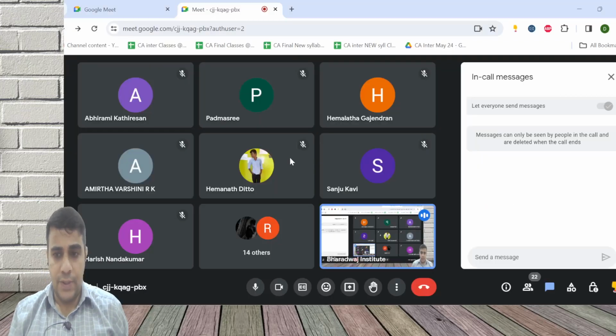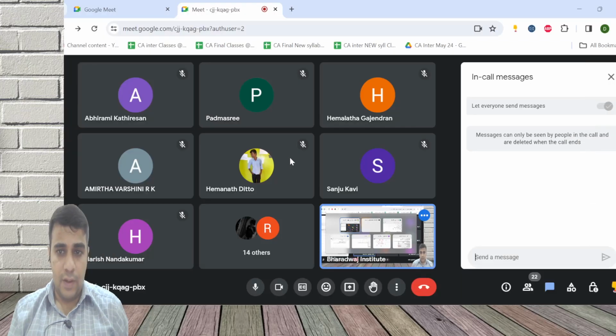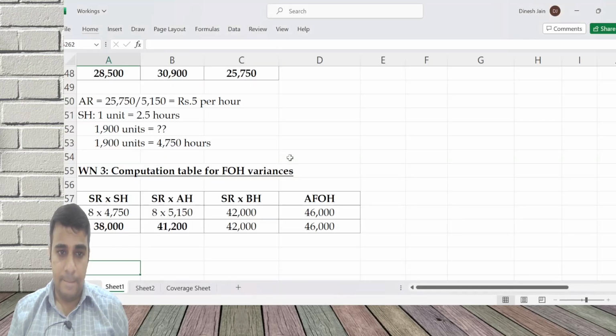Any doubts on the computation table? Focus is getting that. I've done the table for even FOH variances. Any doubts on this? Material done, labor done, fixed overhead variance table is also done. I hope we can proceed. Anyone still doing the tables, please let me know. Focus is getting the tables correctly. Given you 10 minutes. Hope you have completed.